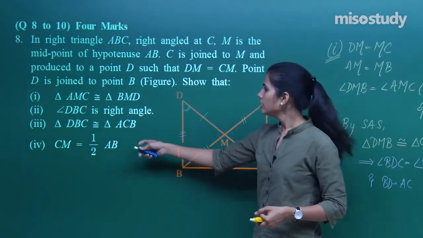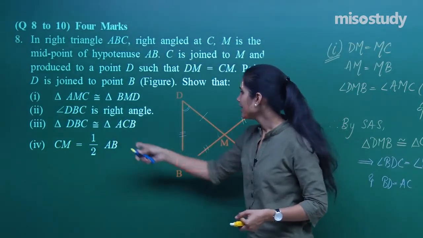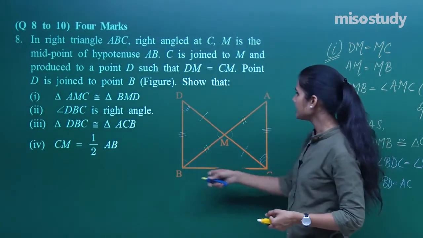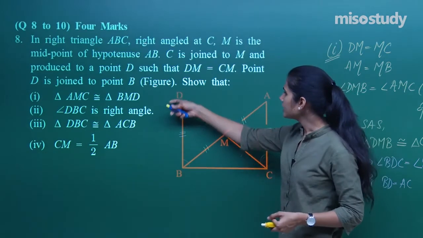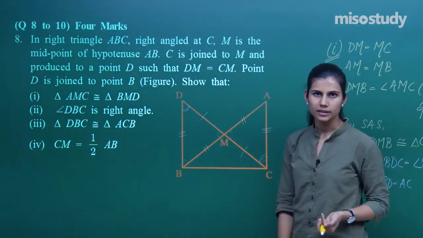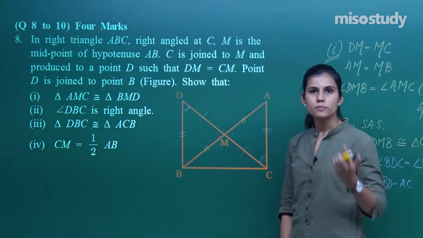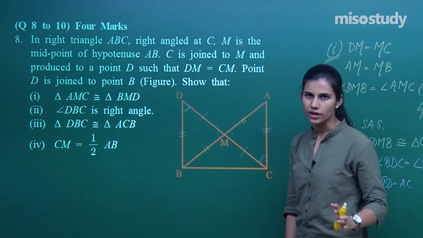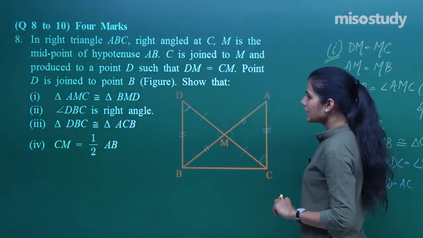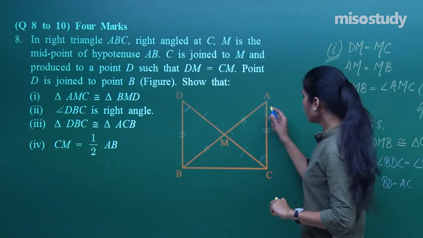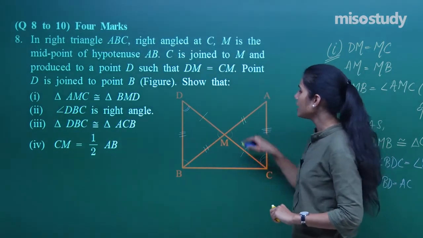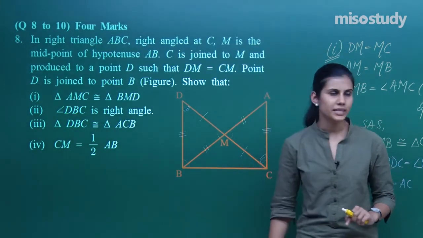Right? I can say that. Or triangle ACB, if I say triangle ACB is congruent to triangle DBC, it's the same thing. The moment you know the correspondence between vertices, you can write the two triangles. After that, I have to show CM is half AB. The moment these two triangles are congruent, their corresponding parts are going to be equal.